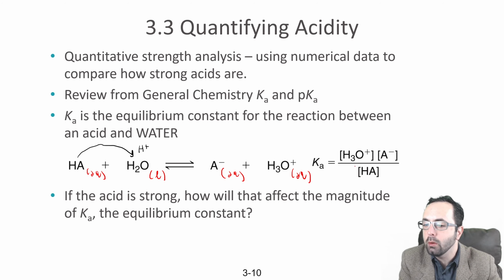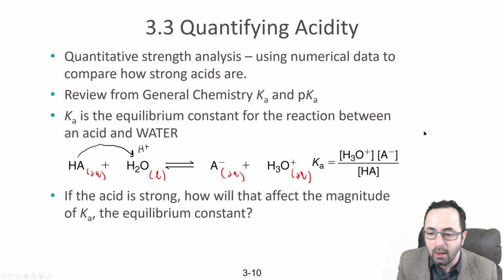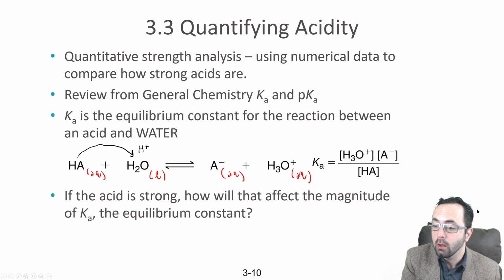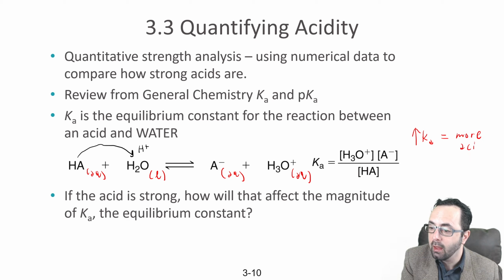So note the form of the K here. The more acidic the substance is, the more this reaction will go to the right. And so that will mean that at equilibrium, there will be more of this H3O+ and A- and less of the HA. So a high Ka means more acidic. The higher the Ka, the more acidic the acid is.